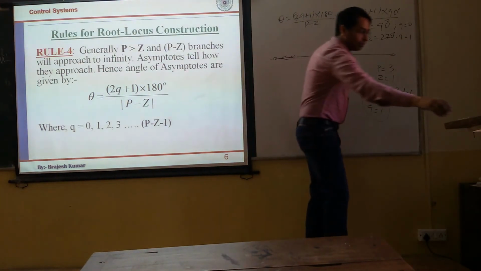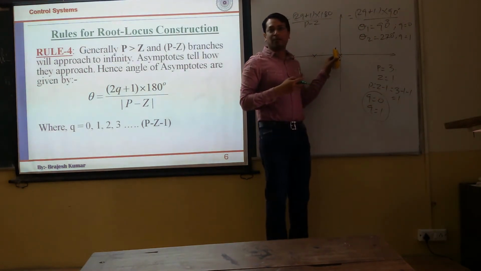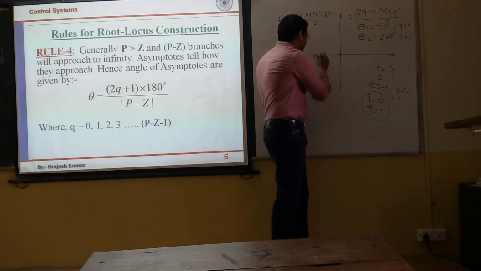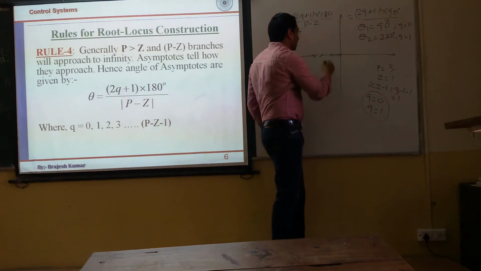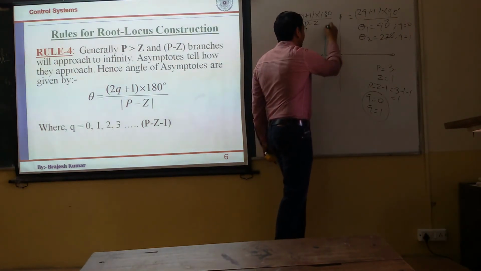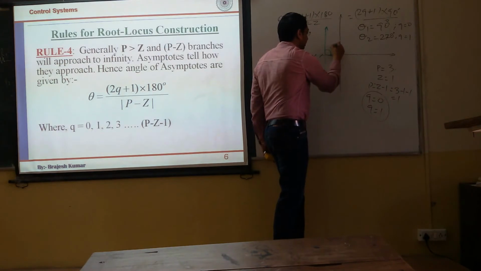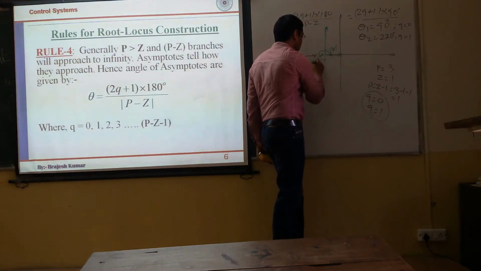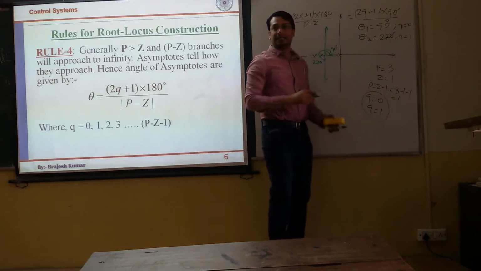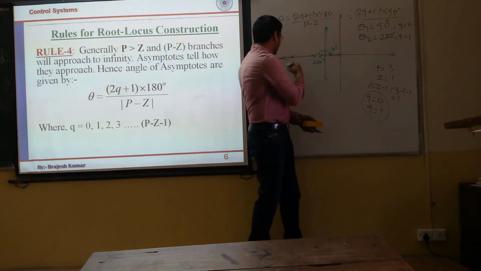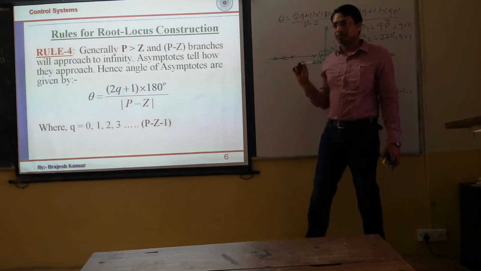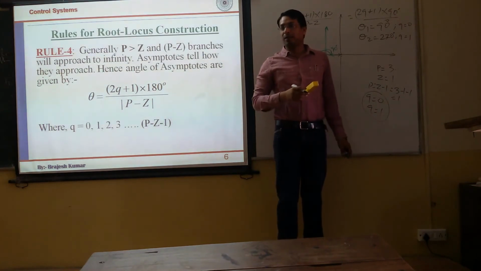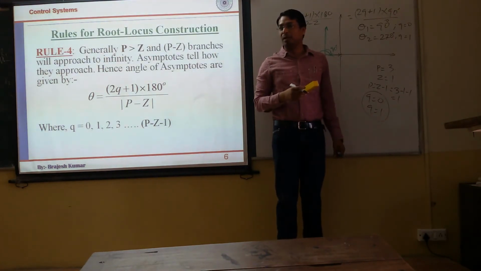Correct? So we don't know what the breakaway point is. We will discuss it later, but this will start from this pole, and this will start from this pole. Where they approach, one will turn directly along this line, this is 90 degrees, and another one will turn towards 270 degrees. Correct? And this is not an asymptote because a zero is available. So I hope my point is clear. It will be more clear when we take a complete numerical in the next class. Please come with the graphs.